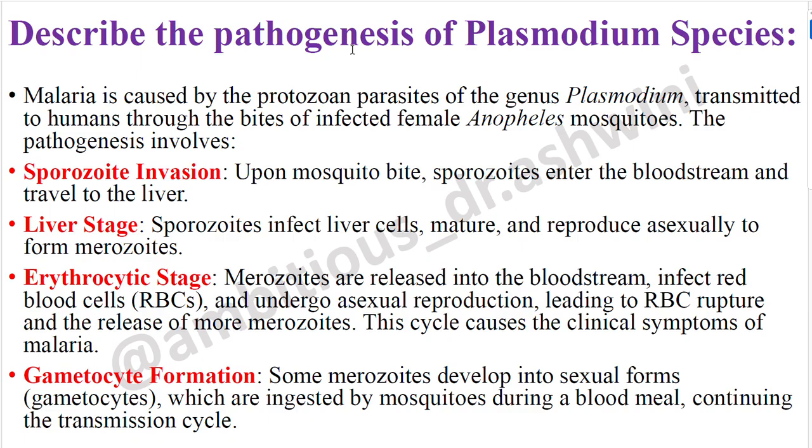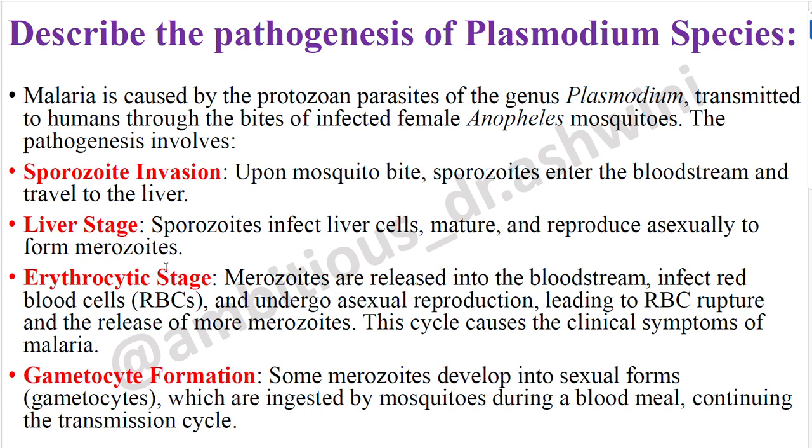Now we will see the pathogenesis of Plasmodium species. Malaria is caused by the protozoan parasites of the genus Plasmodium, transmitted to humans through the bite of infected female Anopheles mosquitoes. The pathogenesis involves sporozoite invasion. Upon mosquito bite, sporozoites enter the bloodstream and travel to the liver.